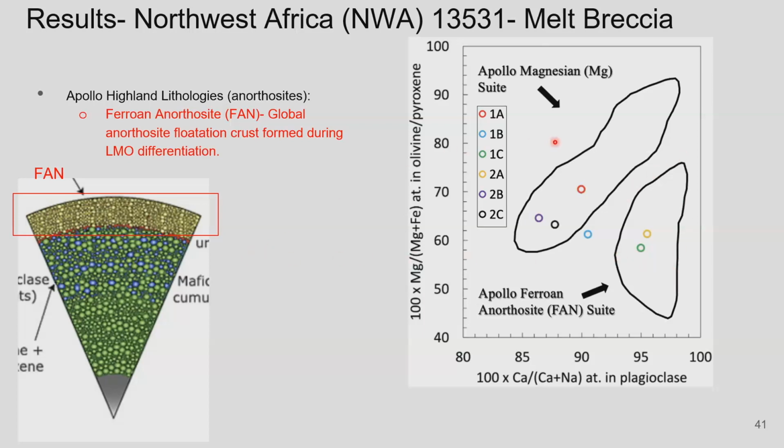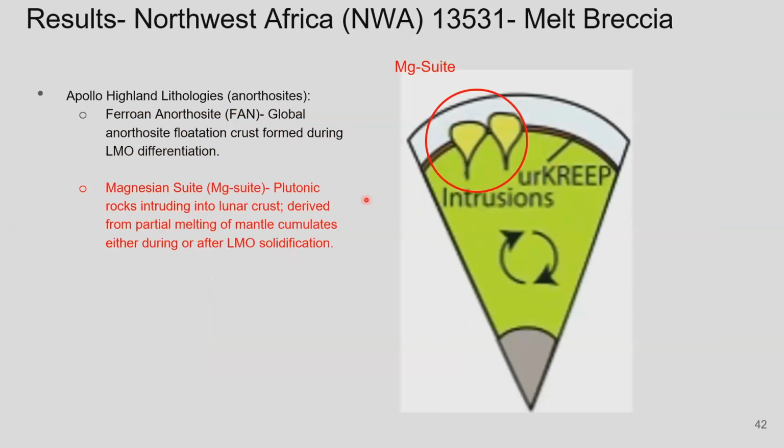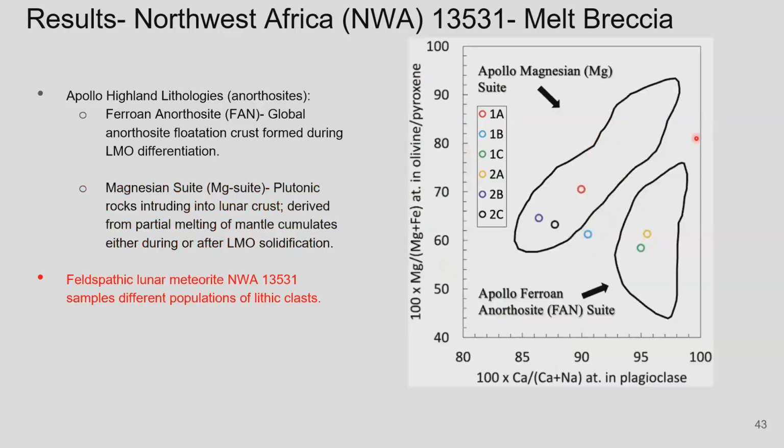Now for the magnesian suite rocks, remember, these are essentially plutonic rocks that formed by the mixing of the lunar mantle with the ilmenite-bearing cumulates that sank. You form these plutons that crystallize, and rocks from them are the MG suite. And that's where they plot right here.